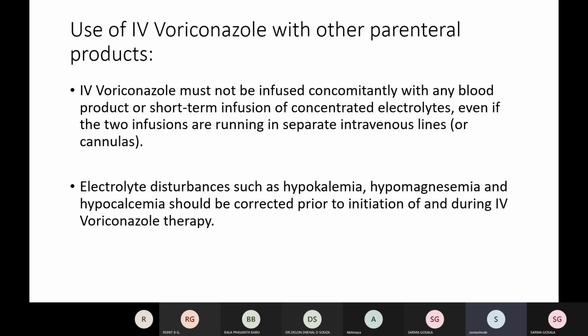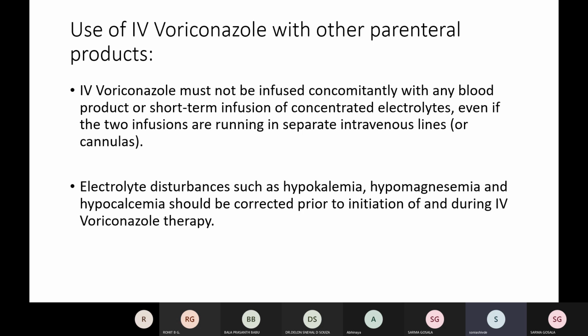Use of IV voriconazole with other parenteral products. Can we give it along with other electrolyte solutions? Well, voriconazole must not be infused concomitantly with any blood products or any short-term infusion of concentrated electrolytes like 3% NaCl, or short-term pushing of calcium gluconate. We should not give them in the same intravenous line. We can give non-concentrated electrolytes at the same time, but not through the same cannula or same three-way. We should give them from separate intravenous lines.